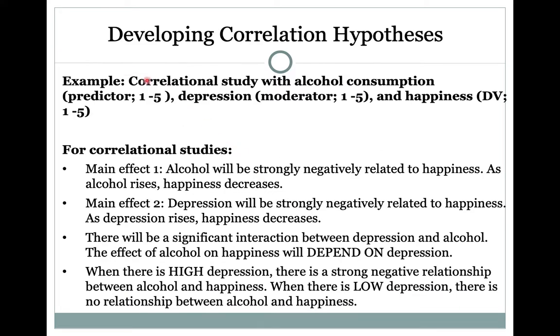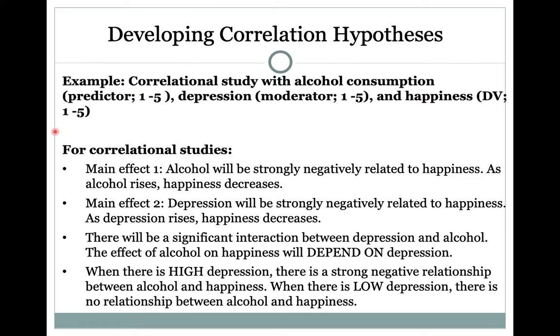So here's an example. We have a correlational study with alcohol consumption, a predictor, 1 to 5, so how much alcohol someone drinks in a week. Depression, which is our moderator, 1 to 5, how depressed they are. And then happiness, how happy they are, our dependent variable, again, 1 to 5.